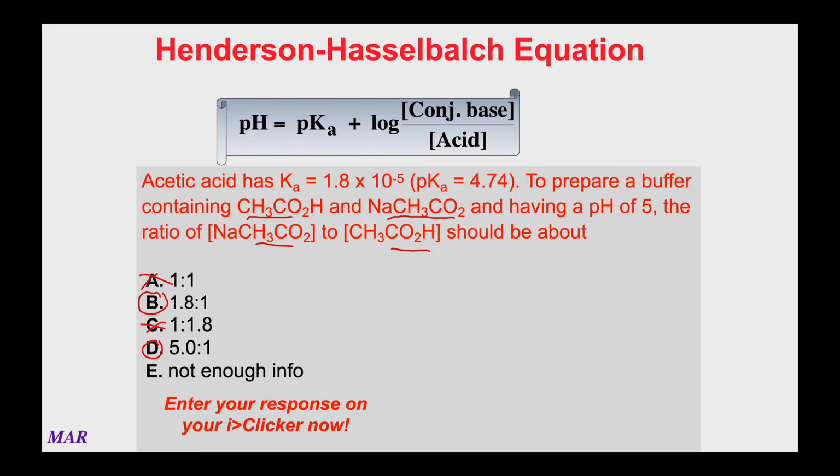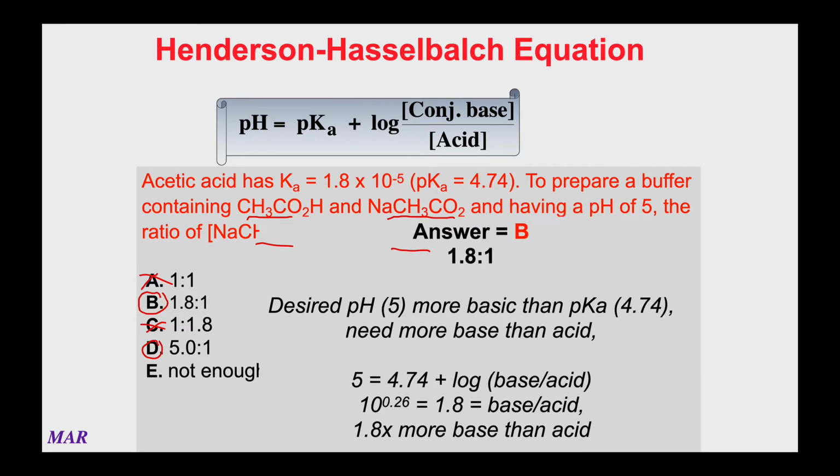So the question is 1.8-to-1 or 5-to-1. My gut feeling says it would be B, not a big base change, because 4.74 to 5 isn't a huge change. So I would guess that answer is B. And sure enough, it is. Woohoo! If you don't believe me, and that's totally fine, notice here what I did mathematically.